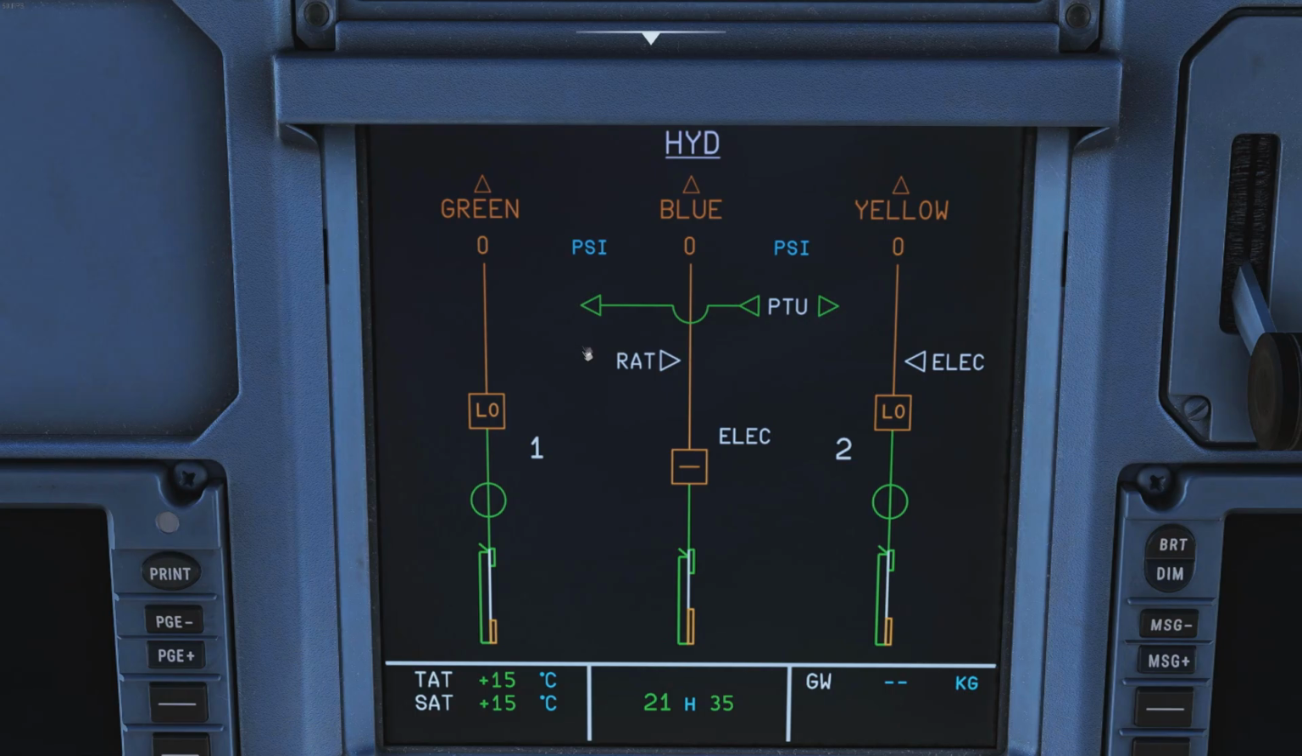The RAT is positioned here on this display. As discussed earlier, this can supply the blue hydraulic system with pressure, and here we have the PTU that connects the green and the yellow system. Please note again, the blue system is not connected to the PTU.